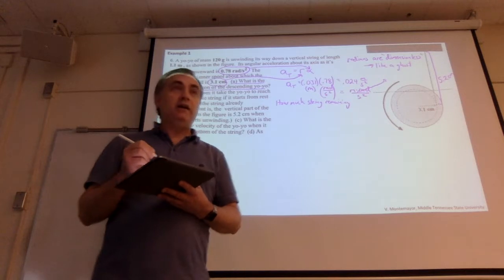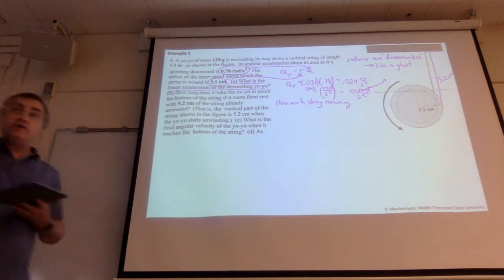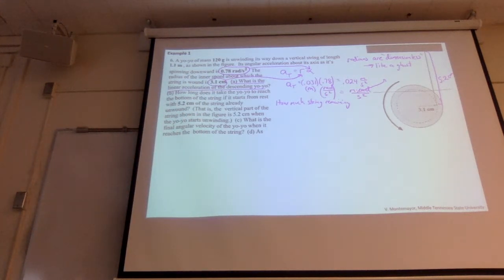This will help us find how much time it'll take to get rid of all that string, to make it all unwind. So how much string is remaining? I had 1.1 meters and 5.2 centimeters is already gone, so 0.052 meters. Somebody tell me what that is. What is it, 1.048 meters remaining? And then it'll be out of string, and it will have reached the bottom.